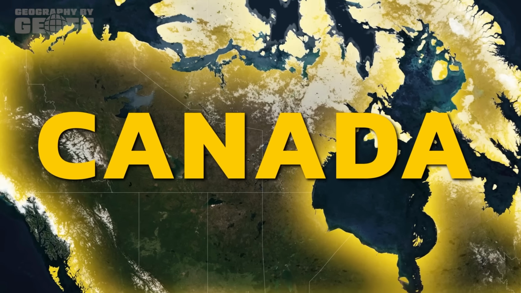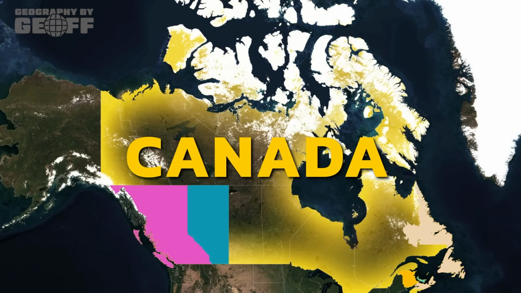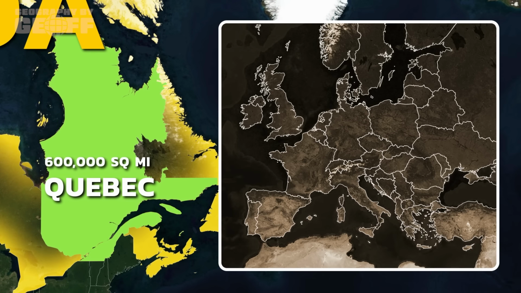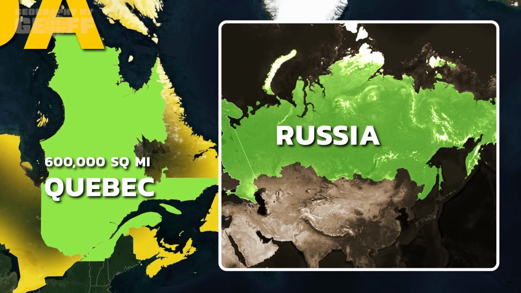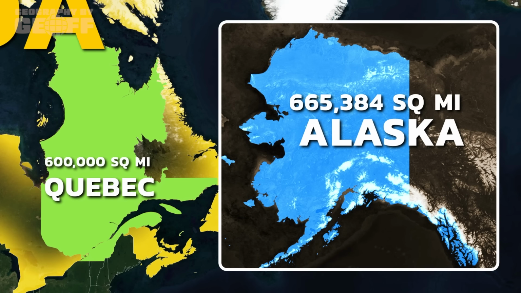When we look at a map of Canada, one of the first things that strikes us is the sheer size of its provinces. Quebec, at nearly 600,000 square miles, is larger than every European country except for Russia, which arguably is mostly Asian in terms of where the country actually is. And only the US state of Alaska is larger as far as national subdivisions go in North America.